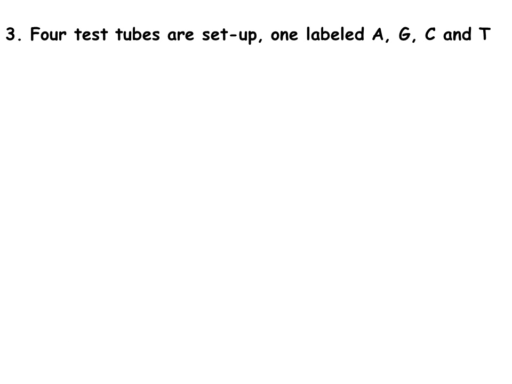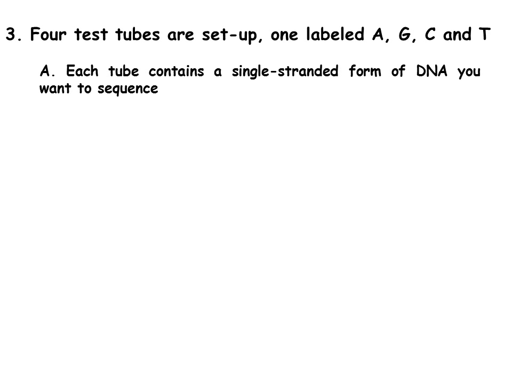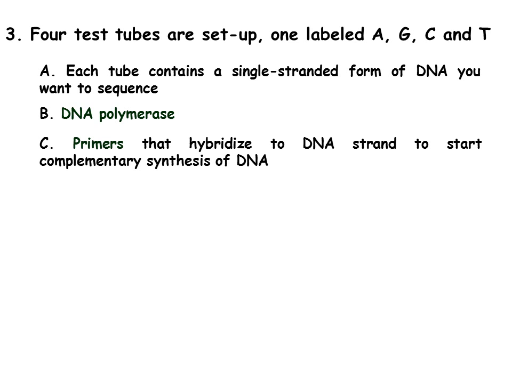It works like this. You get 4 test tubes, and you label them A, G, C, and T. Each tube is going to contain that single strand of DNA you want to sequence, DNA polymerase, because that's the enzyme that synthesizes DNA. You need primers, so there is a little bit of hybridization going on. Remember, DNA polymerase needs a primer in order to get started. You need each of the 4 regular deoxynucleotides in all 4 of those test tubes.